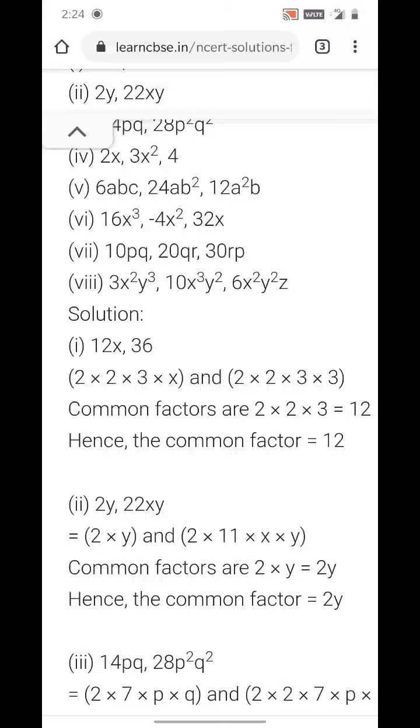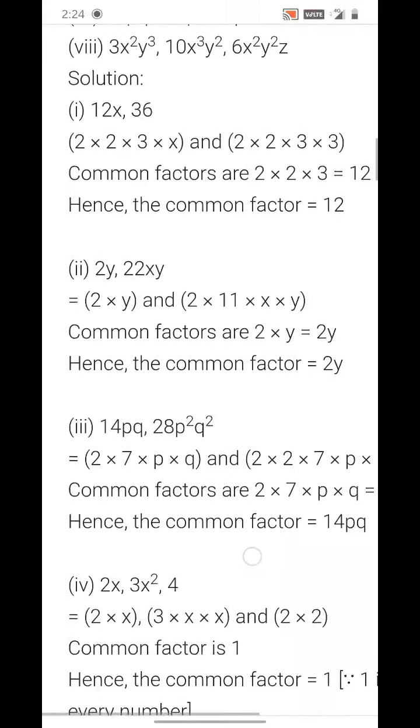Now you have to find the common ones. What is common? 2 multiply 2 multiply 3. This is common. So hence the common factor is equal to 12 upon multiplying it. Let me show you one more.